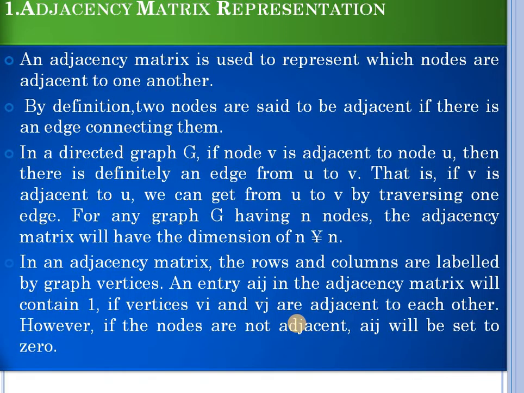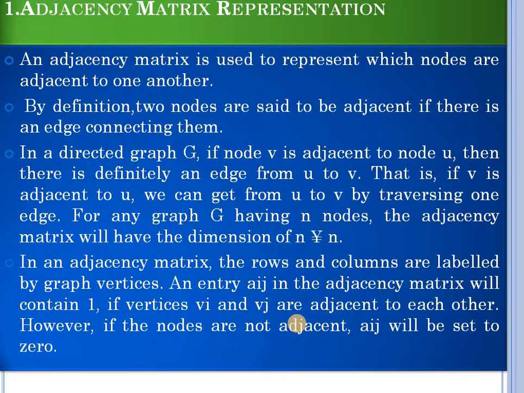By defining, two nodes are said to be adjacent if there is an edge connecting them. Suppose nodes B and C: if there is an edge from B to C, then we can say that B and C are adjacent. In a directed graph G, if node V is adjacent to node U, then there is definitely an edge from U to V. That is, if V is adjacent to U, we can get from U to V by traversing one edge.